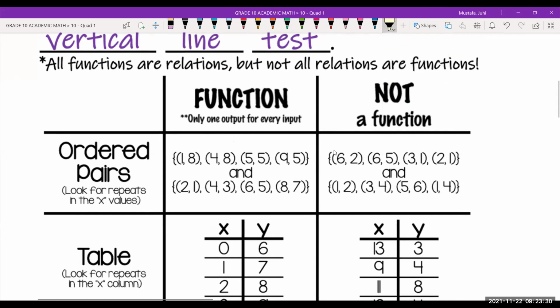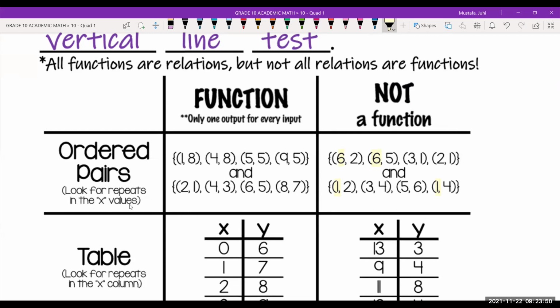Okay, so you had it right. Do you notice how you have a 6 over here and then you have a 6 over here and there's a repetition? And do you notice how you have a 1 over here and you have a 1 over here and there's a repeating x value? But over here, every x value is different. 1, 4, 5, 9, those are all different. 2, 4, 6, 8, those are all different.